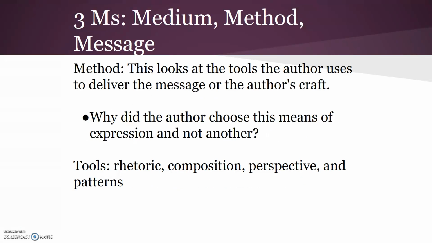On top of examining the message, we need to think about the method. This looks at the tools the author uses to craft and deliver that message. So why did the author choose this means of expression over another? Why did the author choose to communicate this theme with a painting? Why did they choose to write a novel or a short story? When we're studying a text, the novels that we look at in class, we'll be looking at their tools: the rhetoric, composition, the point of view, patterns that we see within the text that help us understand it.